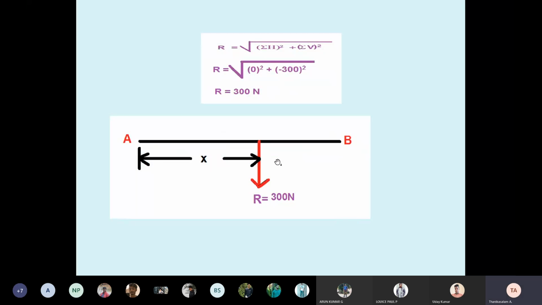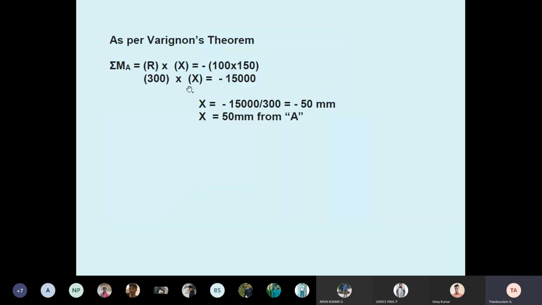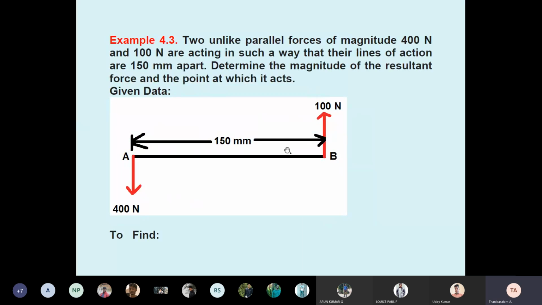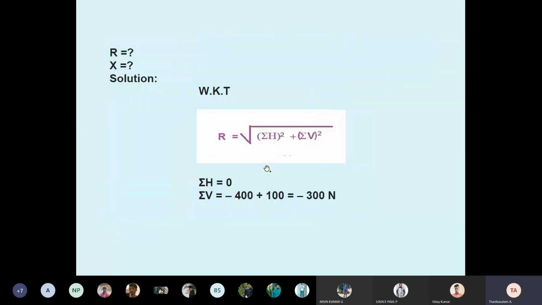Therefore, as per Varignon's theorem, the resultant force moment equals the individual force moments. Taking moment with respect to A, 300 into X equals the individual force moments. Here there are two forces, 400 and 100. Why is 400 not giving moment? Because it is acting at the reference point. Students, 400 acts at the reference point and does not give moment. So only 100 into 150.